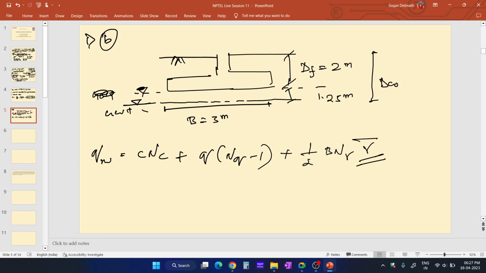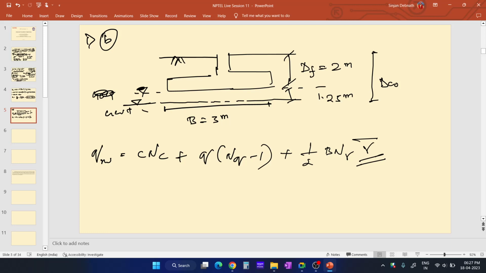So we need to incorporate the effects of the water table into that. How will you incorporate? The footing is above the groundwater table, but the groundwater table is only 1.25 meter below the base of the foundation. So it will have some influence on the bearing capacity of the foundation. How will we calculate that?